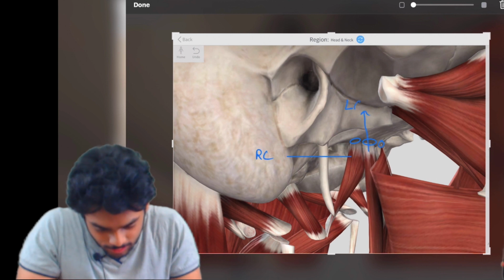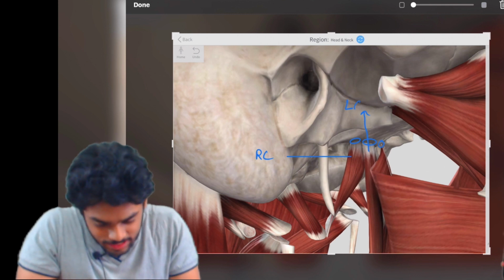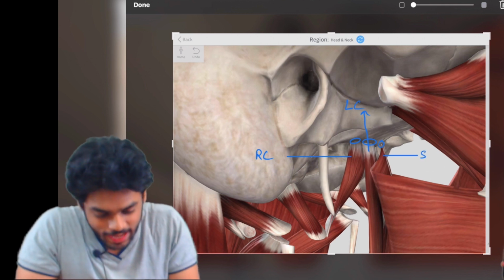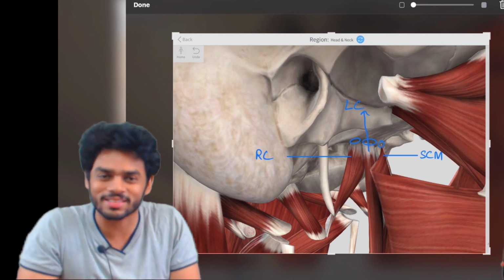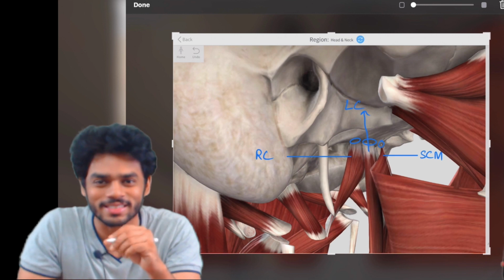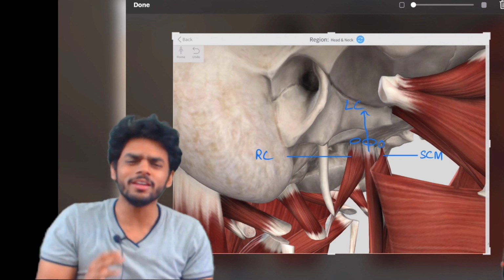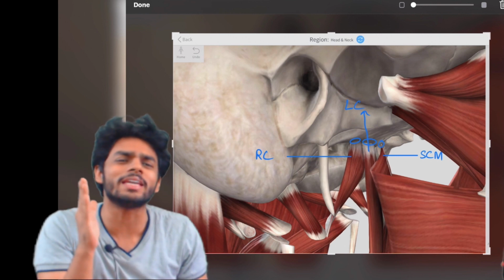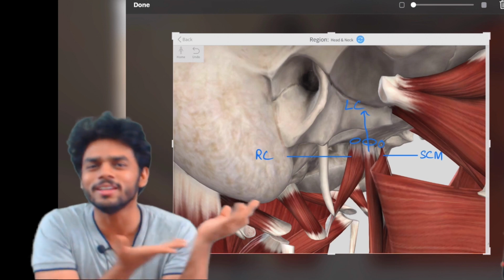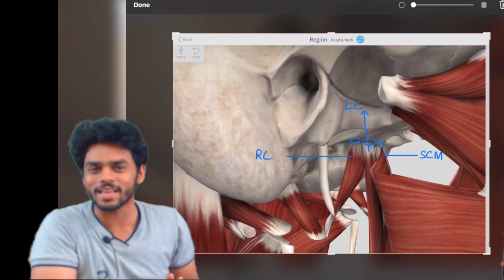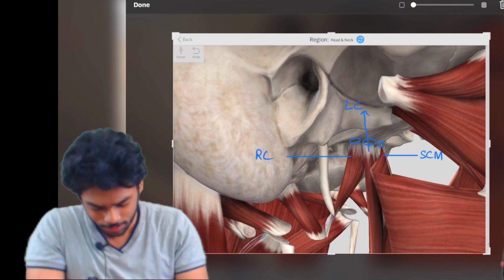So here, RC means rectus capitis muscle, LC means longus capitis, and SCM is superior constrictor muscle. So all the three muscles can be imagined by you clearly. See, anatomy can only be learned if you can imagine everything, and you can only imagine if you see them. So here it's the platform where you can see them, imagine them and learn them. Okay. Should we proceed further?